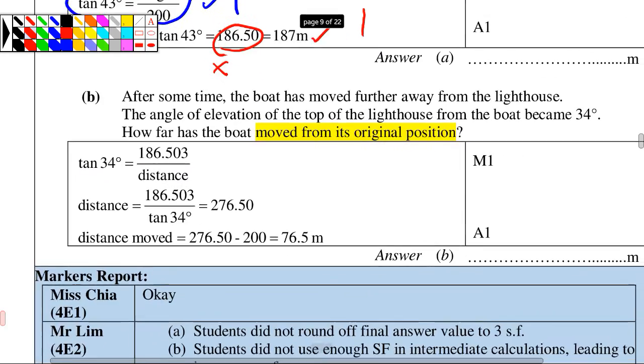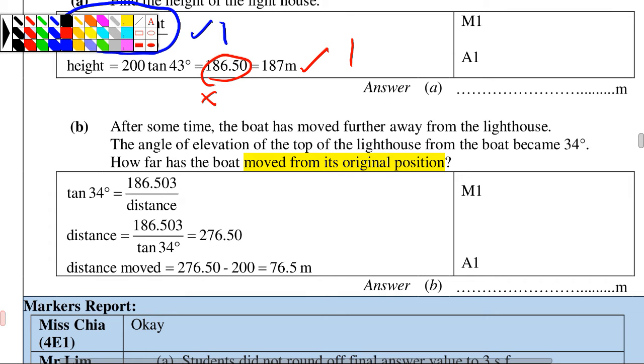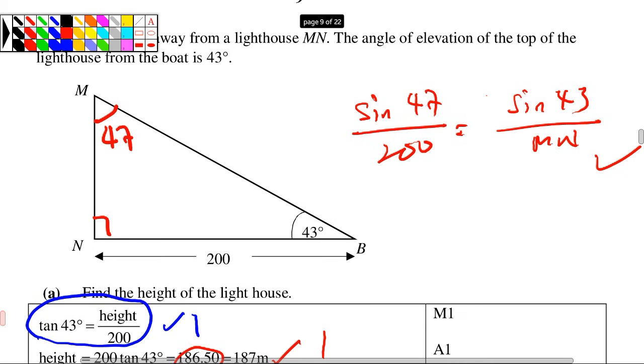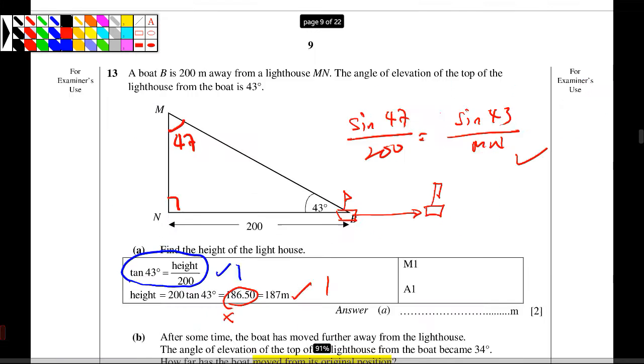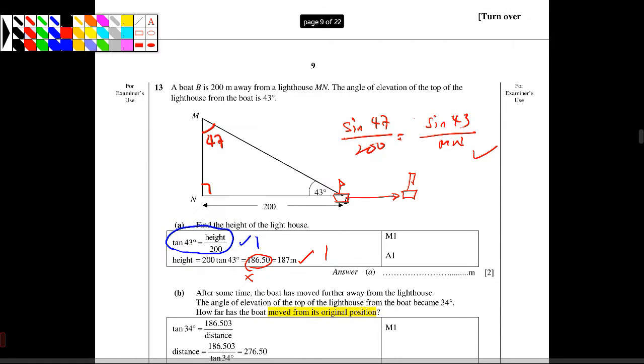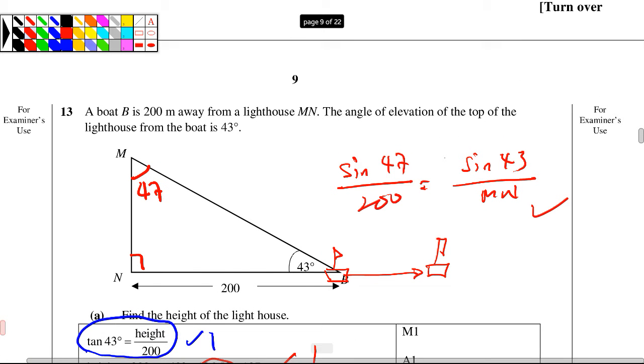Okay, next. After some time, the boat moves away. So the distance moved. Do you understand from the diagram? Where is the boat? Boat is at M, N or B? B, right? The boat is here. If I move further away, it means what? To the left, to the right? To the right. So this is my new boat. So it says now the angle of elevation becomes 34. So draw a line on the diagram.